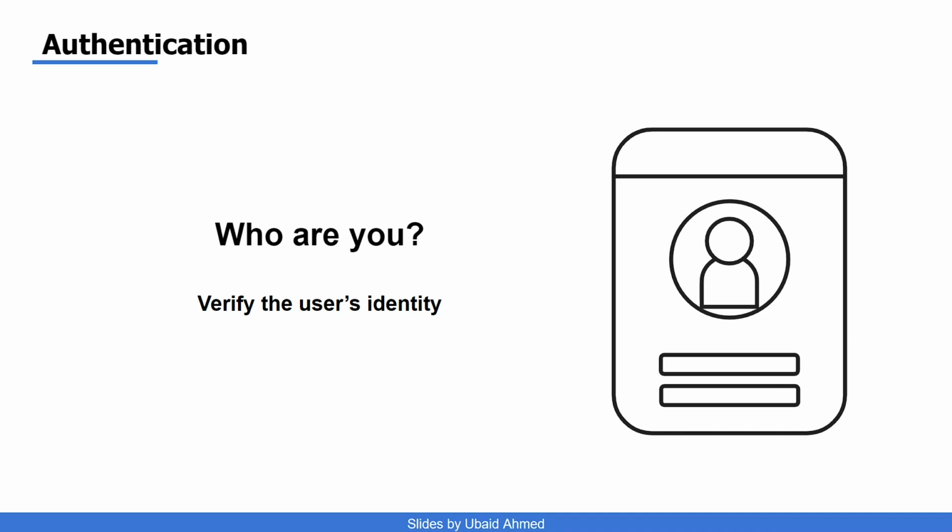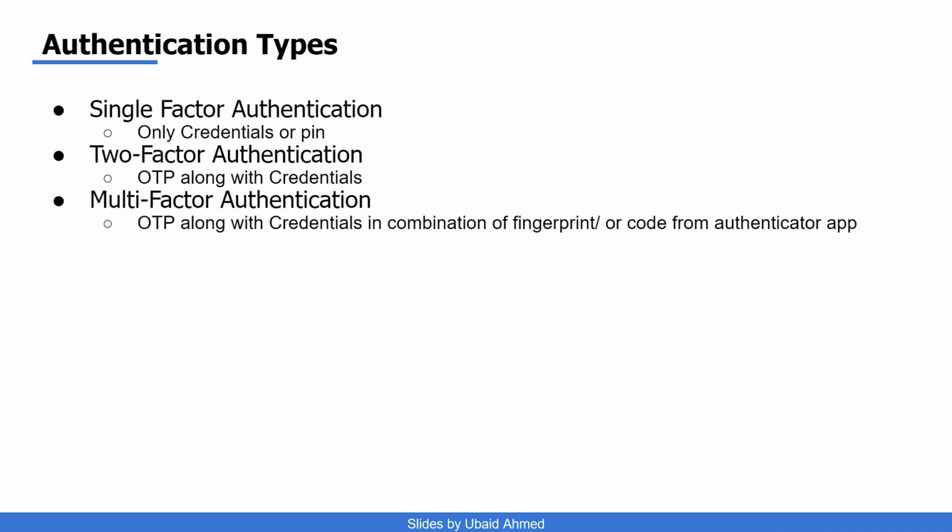Authentication is basically a system asking you who are you, and it is trying to verify the user identity. Now consider a building which has a lock on the main gate, and only those people who have the key to open that lock can enter into that building. So that's authentication. Now there are different types of authentication. We have single factor authentication, two factor authentication, and multi-factor authentication.